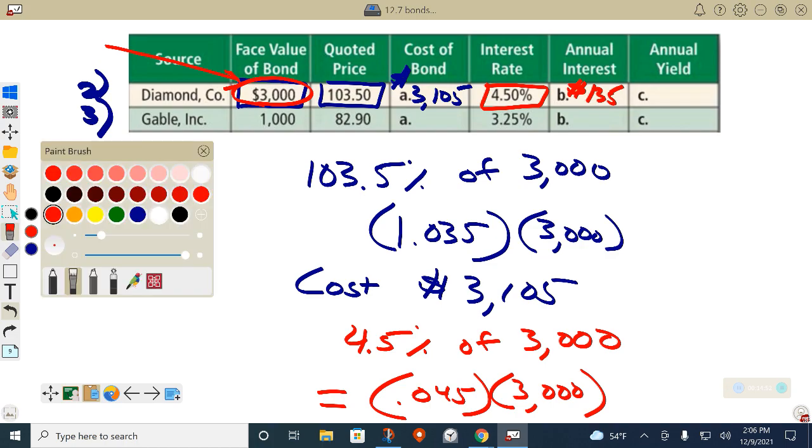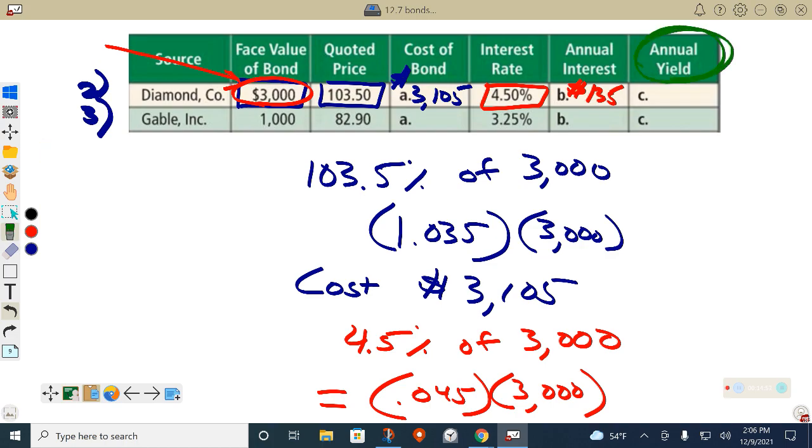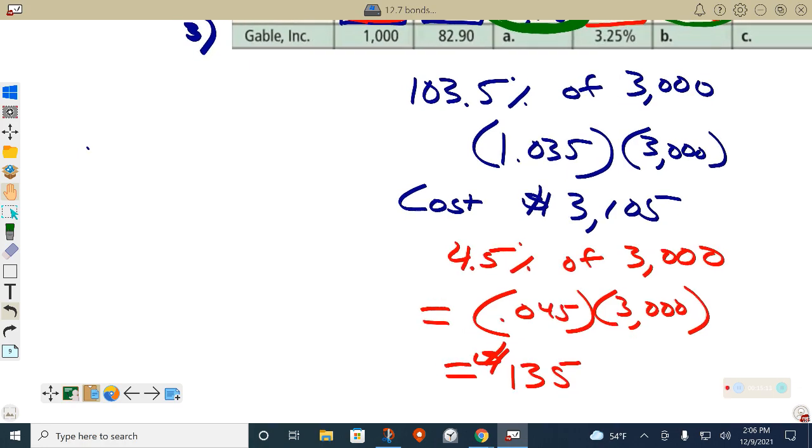So what is that producing me in profit every year? Annual yield, the C. If I'm getting this every year, and I put in this much, look at it, this is how much I pay for my investment, this is what I paid. What percent is that every year? 135 out of 3105. Watch, annual yield now. 135 out of 3105 equals X out of 100.